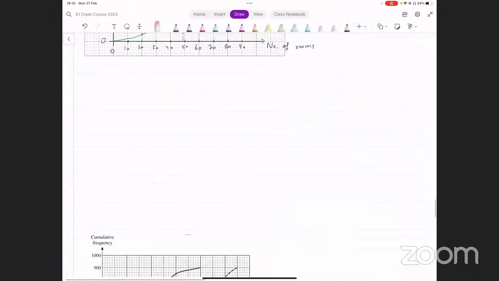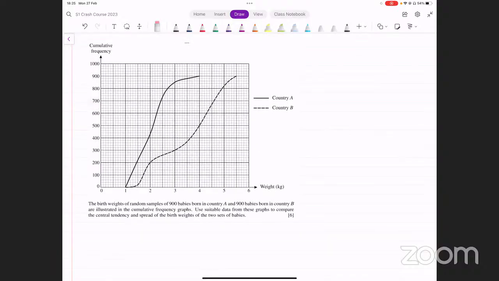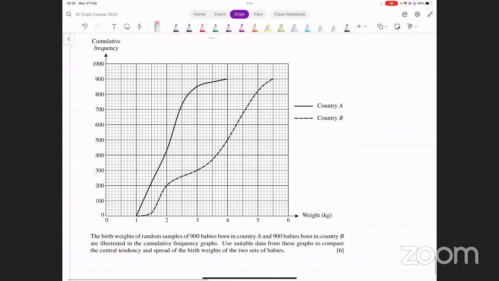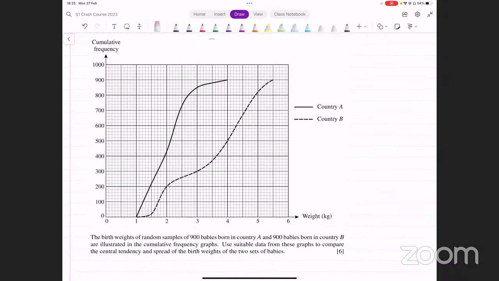All right, so if there are no questions, let's actually look at this example. So you have two cumulative frequency curves shown here. You can see them on the diagram. It says the birth weights of random samples of 900 babies born in country A and 900 babies born in country B are illustrated in the cumulative frequency graphs. So you can see the cumulative frequency graphs for two countries, country A and country B. There are 900 babies in total in both of those countries, for which you have the data.